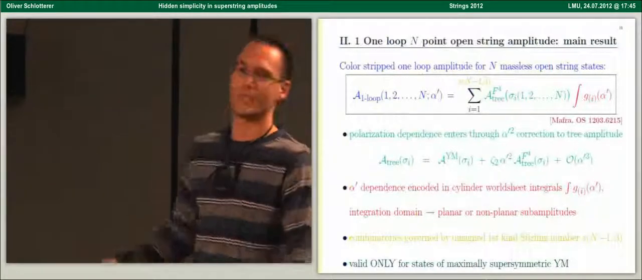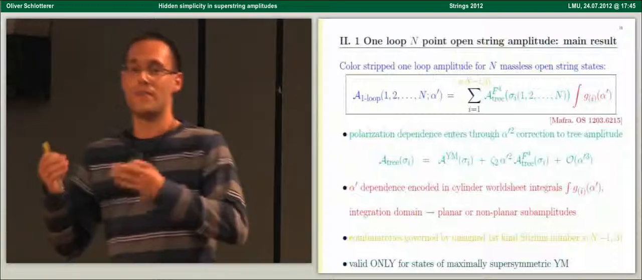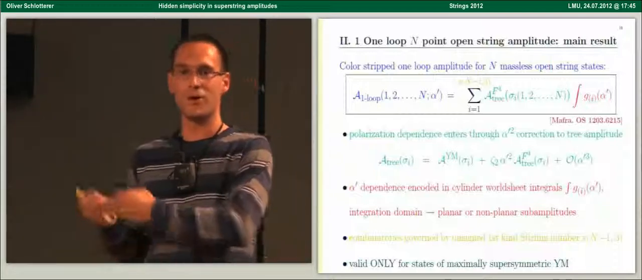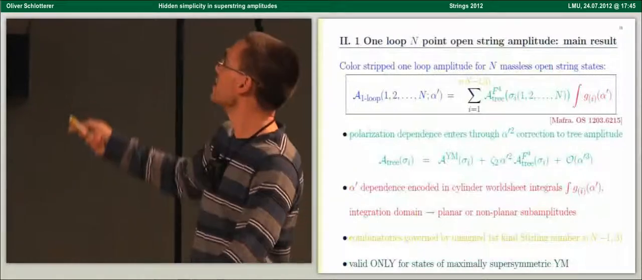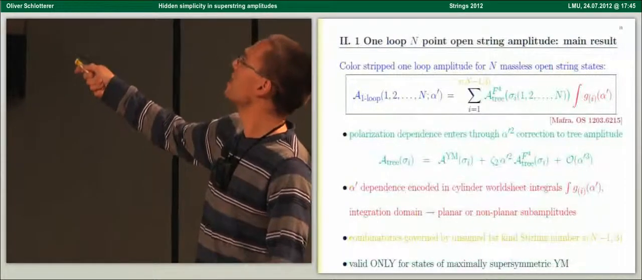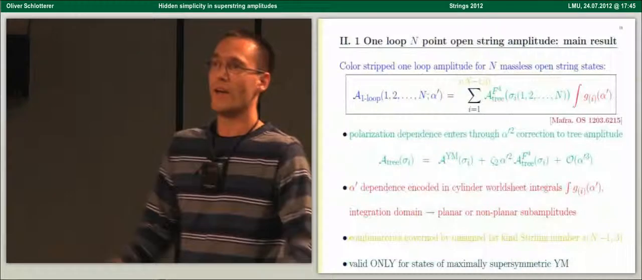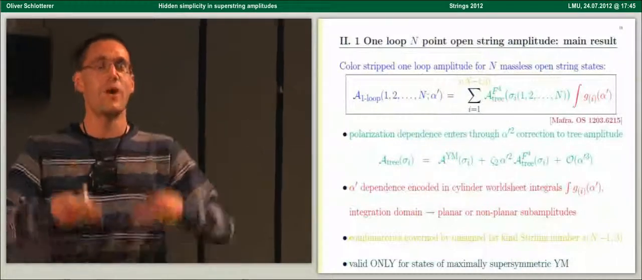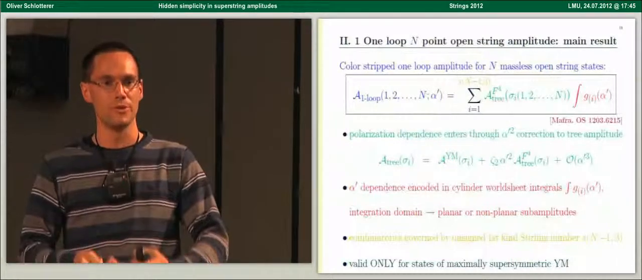Here, these integrals over some functions which I call G_i carry all the alpha prime dependence of the one-loop amplitude, whereas the polarization dependence is entirely sitting in these packages AF^4. And due to the tree-level result, all of these AF^4 can in principle be reduced to A Yang-Mills.